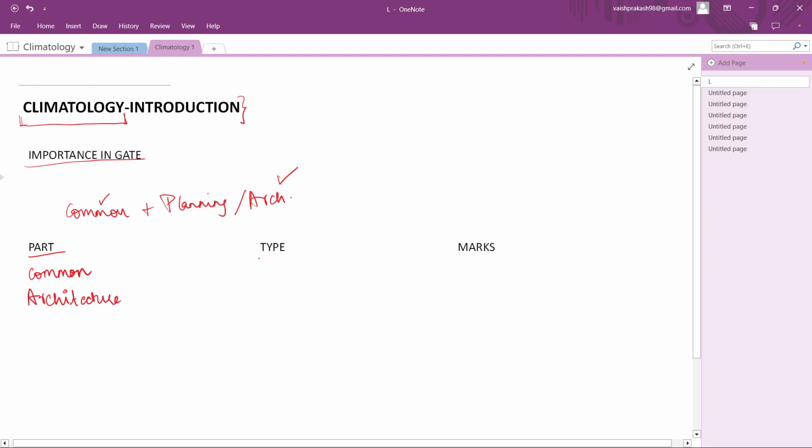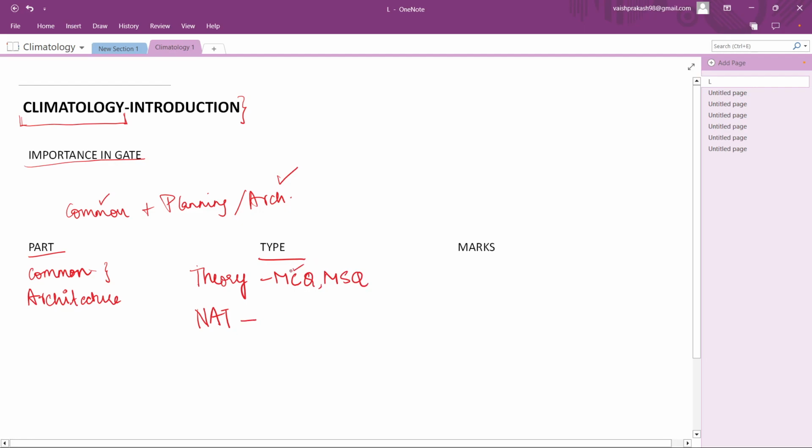Let's look at the type of questions that they have asked before. Usually, in the common part, the questions that have been asked have mainly been theoretical. In architecture, there have also been many questions that are theoretical as well as numerical. So you have both MCQs, MSQs, as well as numerical type questions.